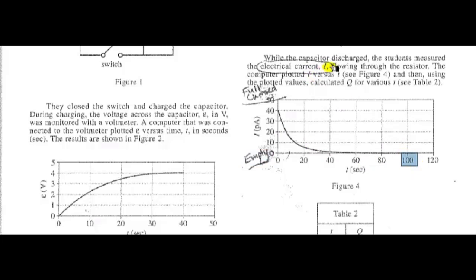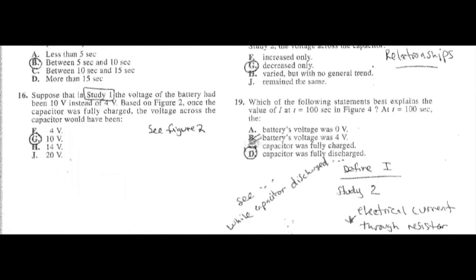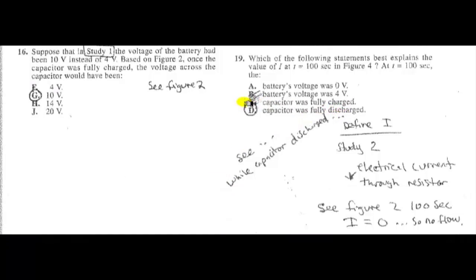Since we are discharging the capacitor, at the 100-second mark I is 0, so the capacitor, having just discharged down to 0, is completely discharged. Look for an answer choice that says the same thing. Answer choice D, number 19, says the capacitor was fully discharged or empty because the value is 0.